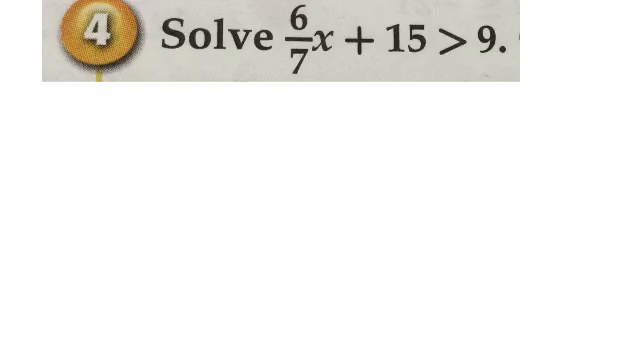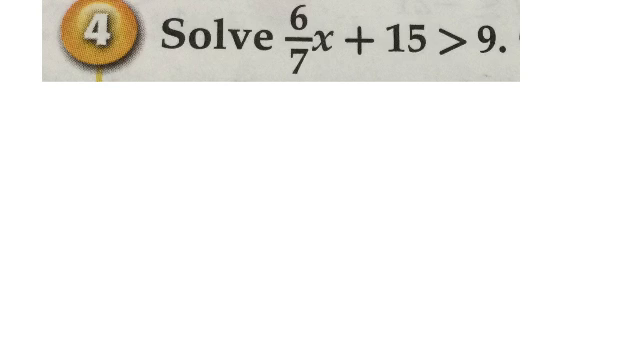So when I say solve, I know I want to get the variable by itself. So I ask, why is the variable x not by itself? So we are adding 15, and then the x is right beside 6/7. So that means the x is being multiplied by 6/7 and adding 15. So I want to undo both of those things.